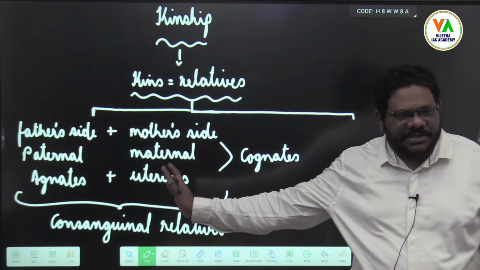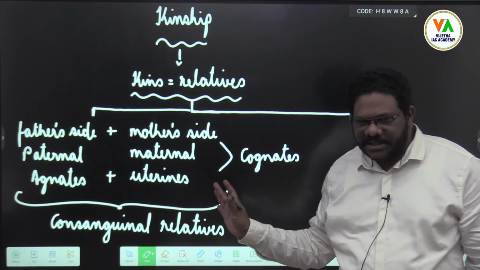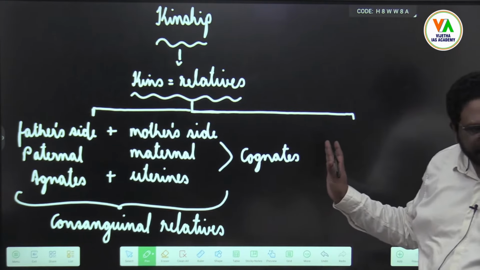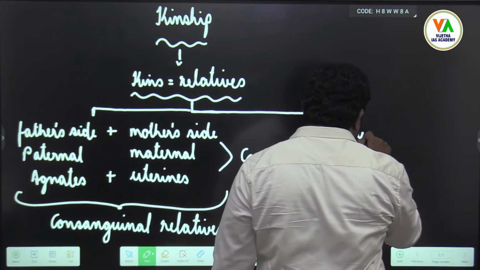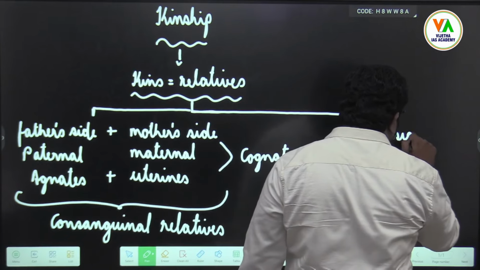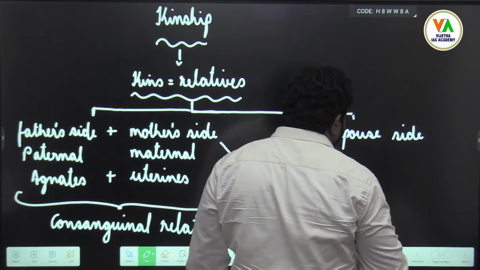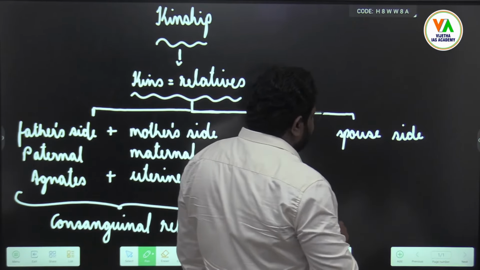Before marriage this is the situation, but after marriage you have relatives from spouse side, isn't it? So father side relatives and mother side relatives are generally consanguineal relatives, and the relatives from spouse side are known as affinal relatives. So affinal relatives are non-consanguineal or non-blood relatives generally. Yes, affinal is post marriage.